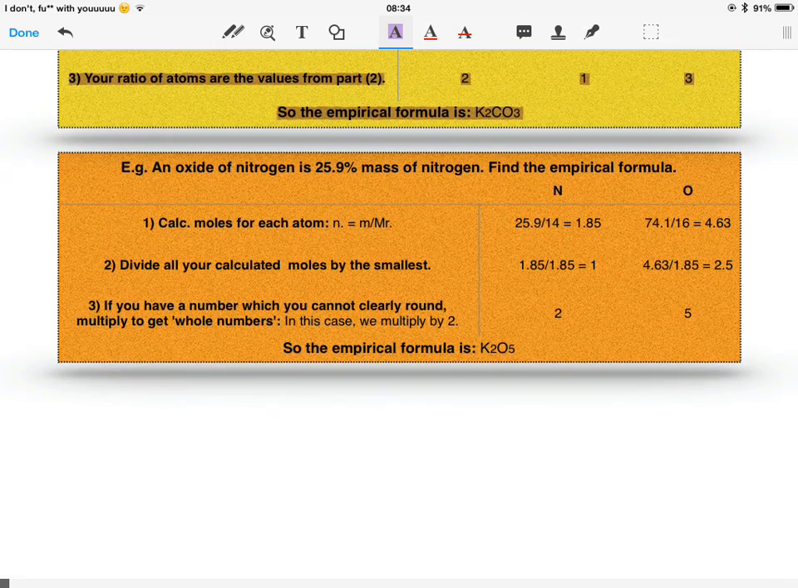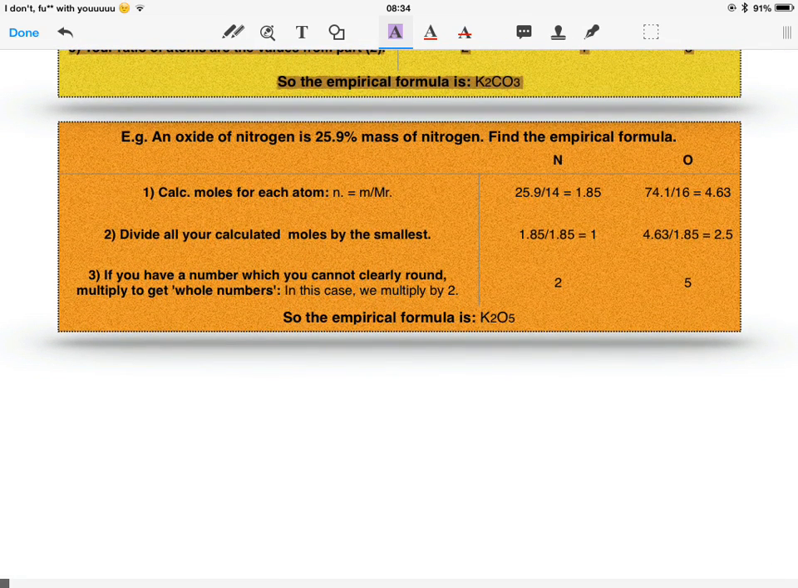There is, however, an exception to this third step in the process, and I'll do this by an example. So an oxide of nitrogen is 25.9% mass of nitrogen. Find the empirical formula. That's a horribly worded question, but it has been asked. So the first step we do is the same. We calculate the moles for each atom.